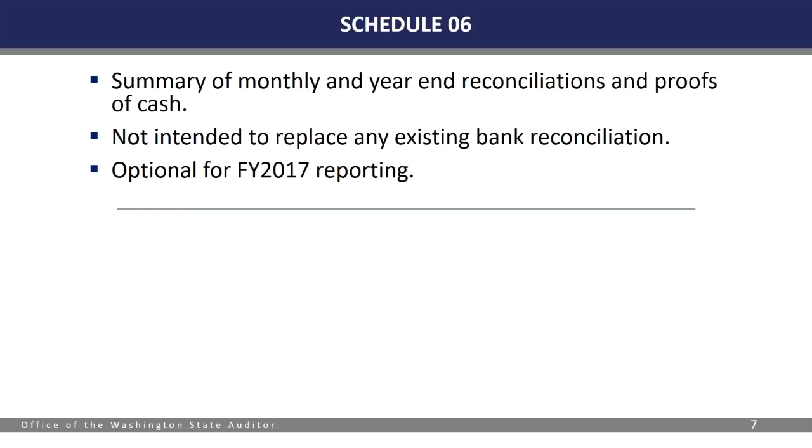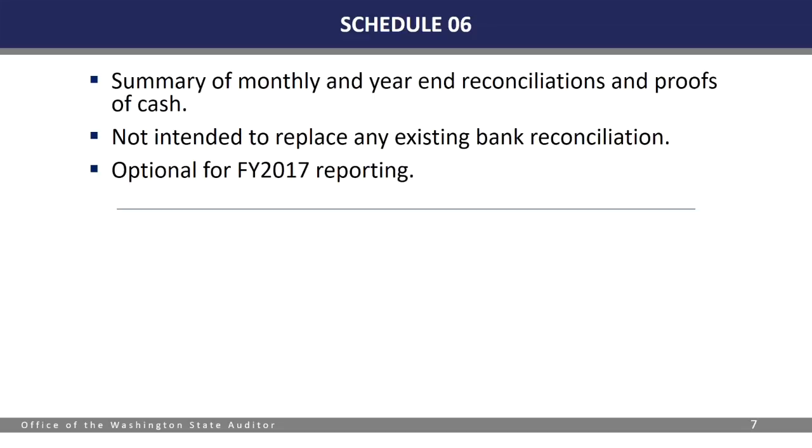So let's talk finally about the Schedule 6 itself. What does it really do, and how can you use it to help in your own understanding of the bank reconciliation process? Well, the Schedule 6 is merely a summary of all of those bank recs and proofs of cash that happened during the year. So it's a summary, meaning it's not intended to replace any existing process that you may already be performing. Last, it's for this year optional. So we're allowing local governments, cities and counties to either file the Schedule 6 or continue filing the Schedule 7 and 11. Again, both are meant to provide your auditor with necessary information that they need to conduct your audit.